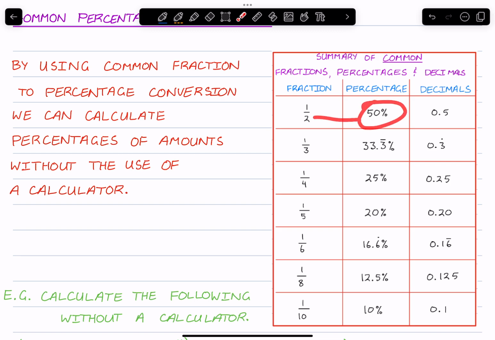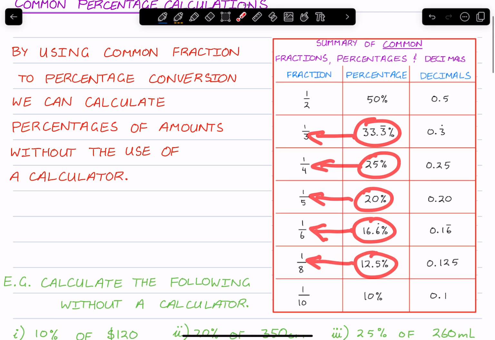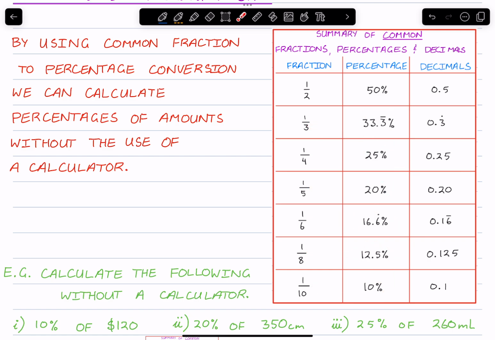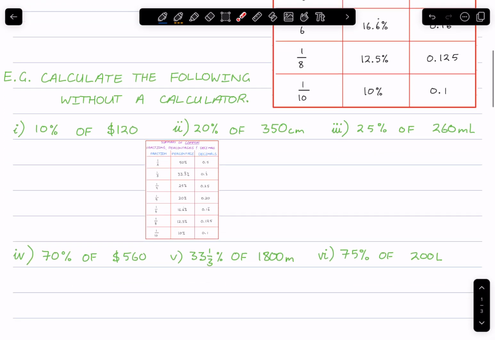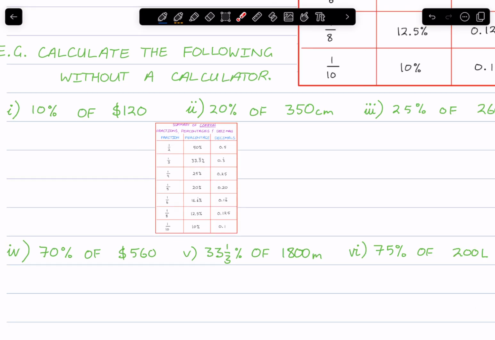So 50% is actually half, 33.3 recurring is 1/3, 25% is a quarter, 20% is 1/5, 16.6 recurring percent is 1/6, 12.5% is 1/8, and 10% is 1/10. So using these as fractions, you'll actually see how you can calculate amounts like this without the use of a calculator. So here we go.